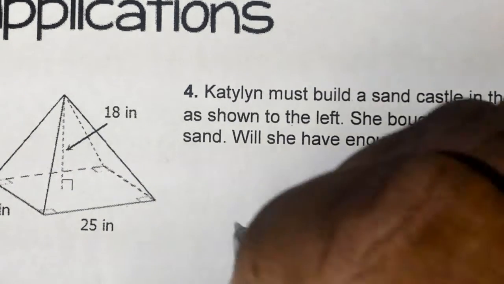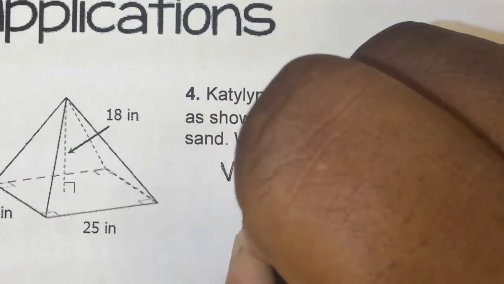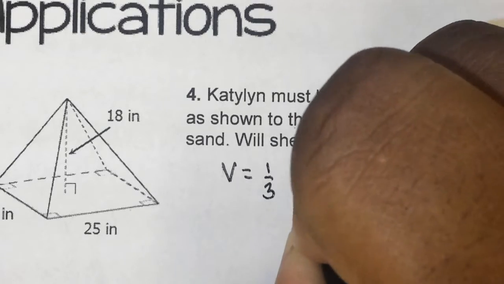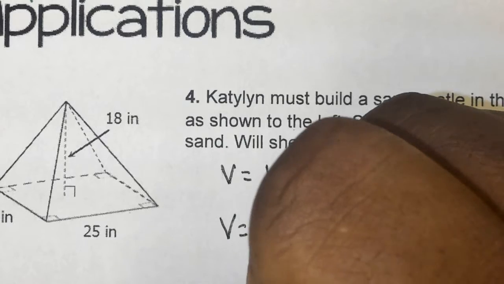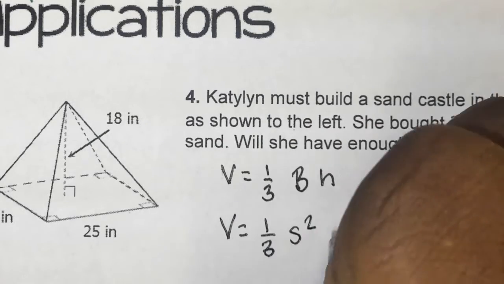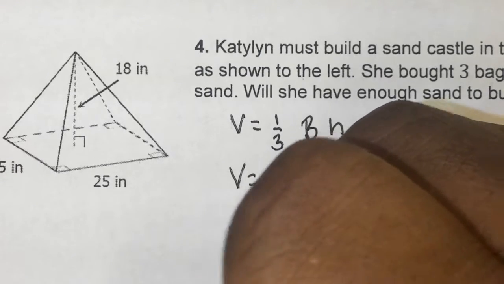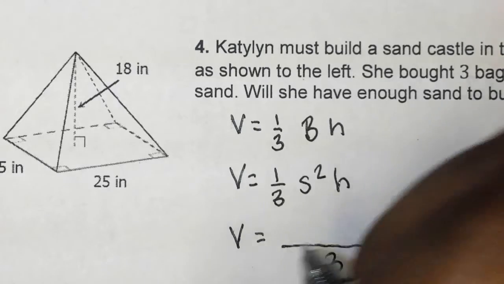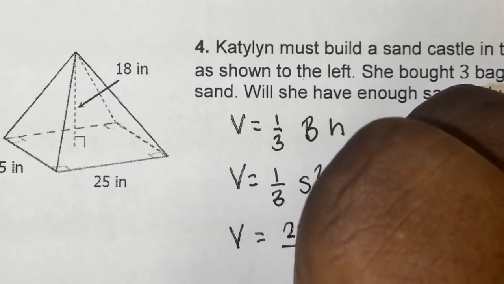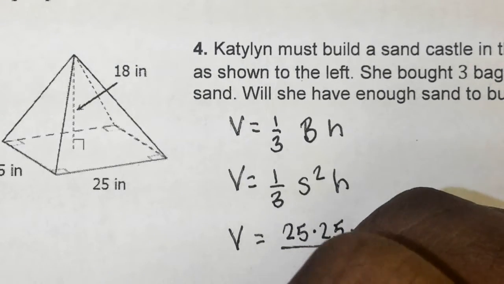Alright. That's what I'm doing. All the numbers we need are there. So volume equals 1/3 capital B times height. Capital B in this situation is what? S squared times height. So on this line, when I get my numbers in, I'm moving my 3 to the bottom. S squared is 25 times 25 times 18. Don't forget to divide by 3.